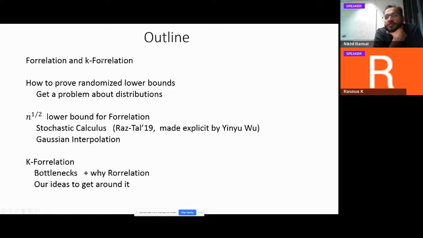So here is the rough outline of the rest of the talk. I'll explain what the Forrelation and k-Forrelation problems are.